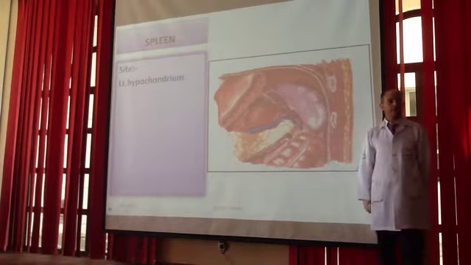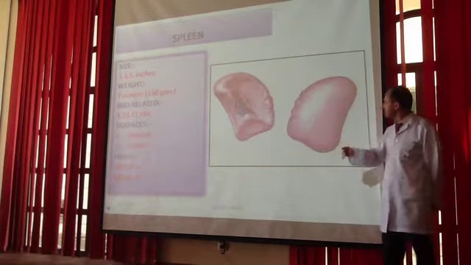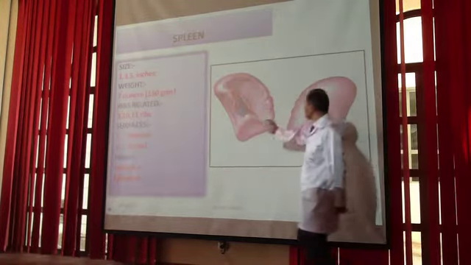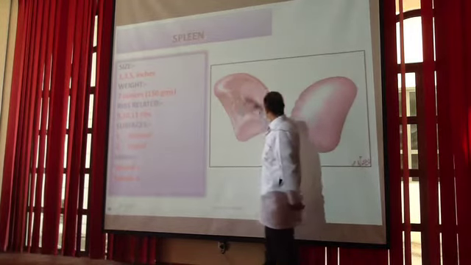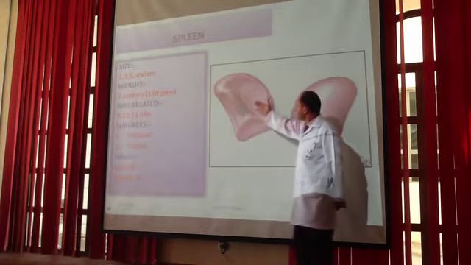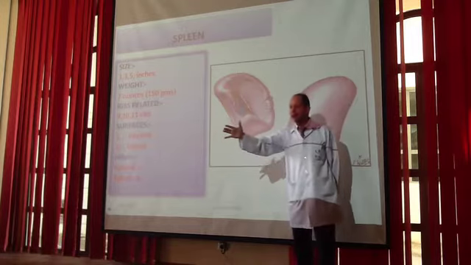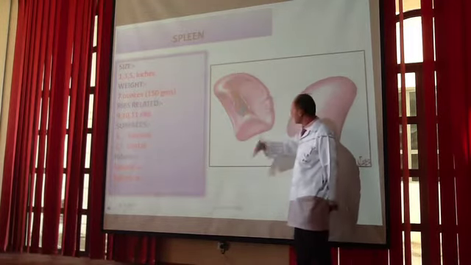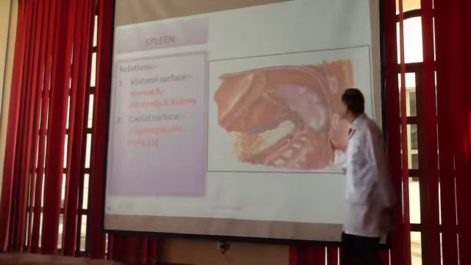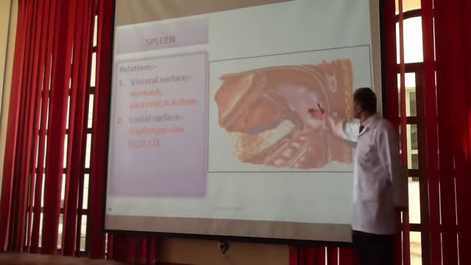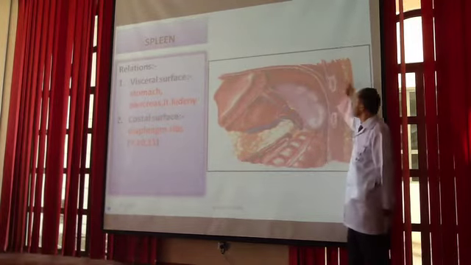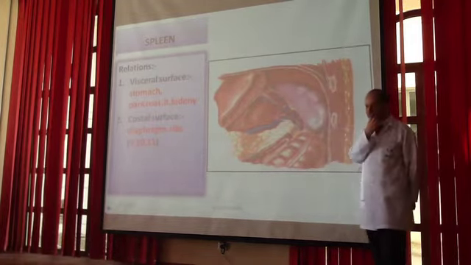The 3 most important organs. In sequence, we have the spleen. It has 2 ends, 2 borders, 1 surface facing these organs, and the other surface facing the diaphragm, as we see. So this one is named visceral, that one is named costal or diaphragmatic surface.